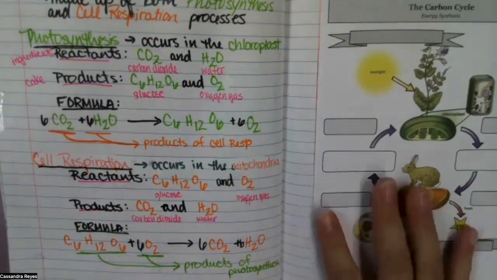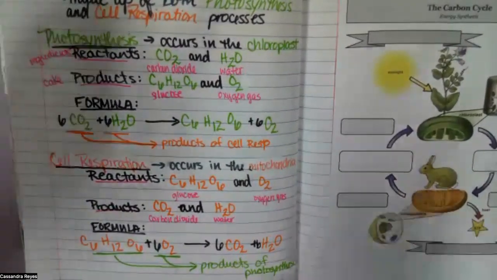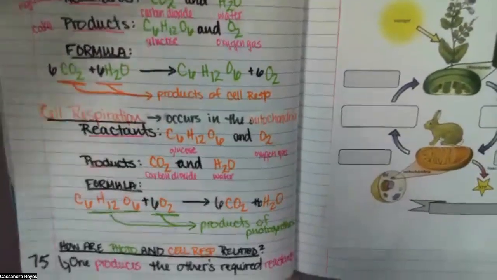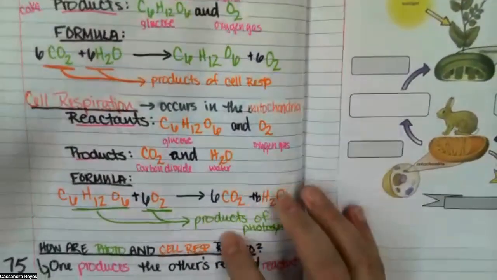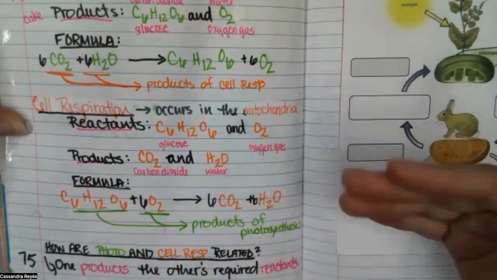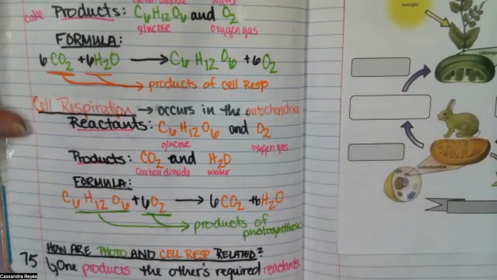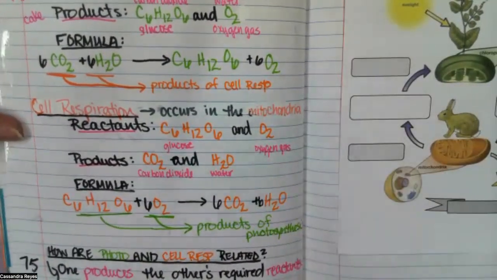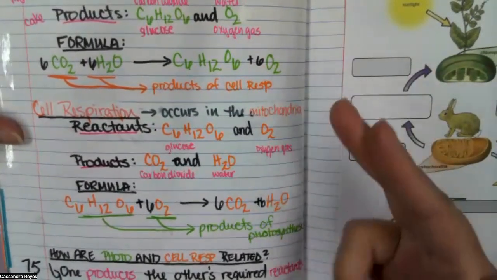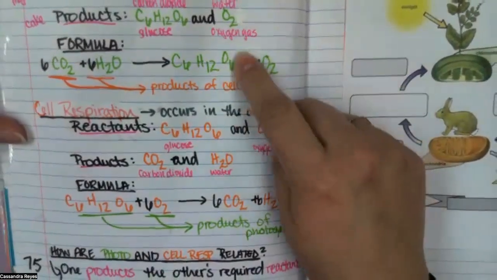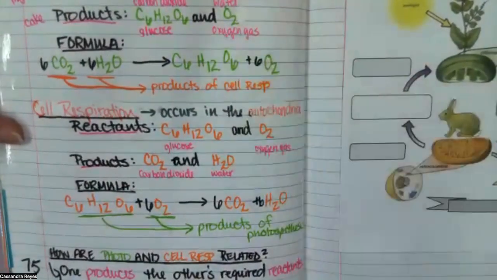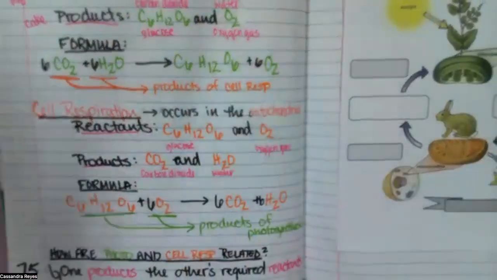Okay, so basically, that raises the obvious question: how are photosynthesis and cellular respiration related? Well, kids, one is going to produce the other's required reactants. So one is not going to be able to exist or survive without the other. We need photosynthesis to give us the glucose for cellular respiration.